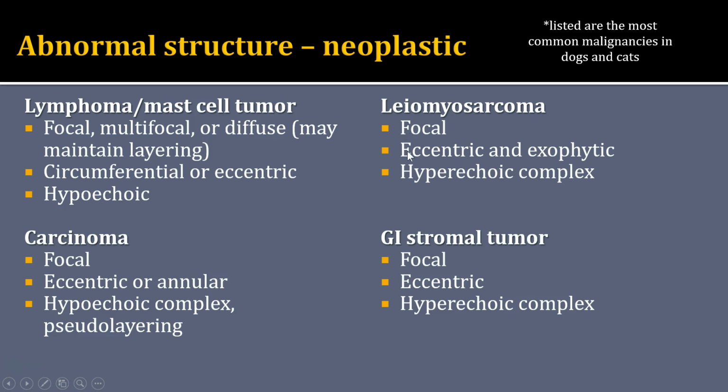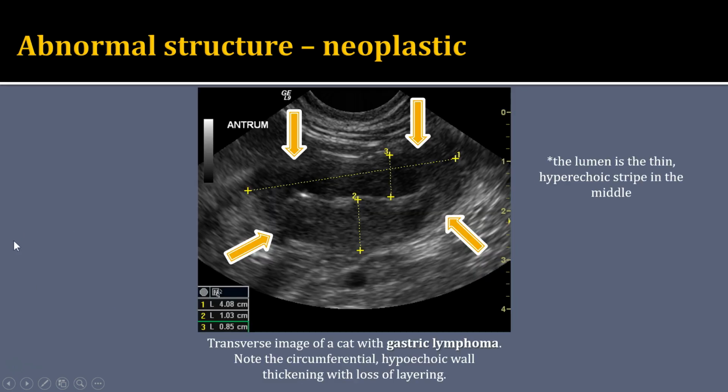Leiomyosarcoma is interesting in that it usually is eccentric, which means it grows outside of the lumen, so it rarely would cause obstruction, and it's usually very complex and oftentimes has a lot of hyperechoic regions. As well as GI stromal tumors can be similar to leiomyosarcomas. So again, not very specific, but just some generalizations.